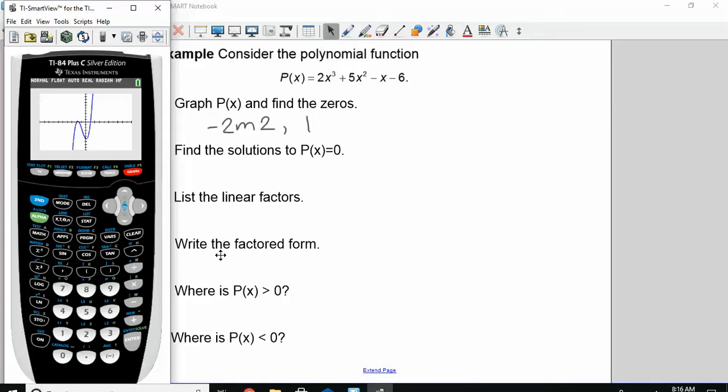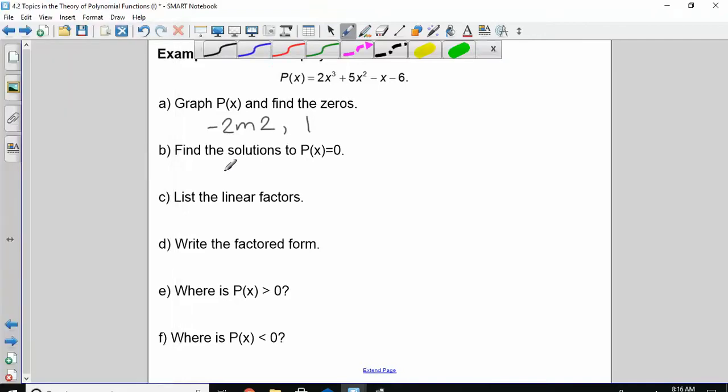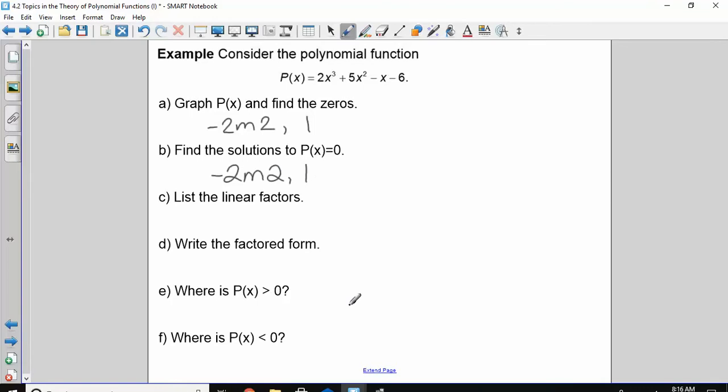Okay. If I ask you to find the solutions to P of x equals 0, what am I asking? If this thing equals 0, which I can get from the graph, isn't that the same thing as the zeros? It's just another way of asking the same question. The zeros are what makes the equation equal 0. So my answer is the same. -2, you could put the multiplicity 2 with it if you'd like, and the 1.